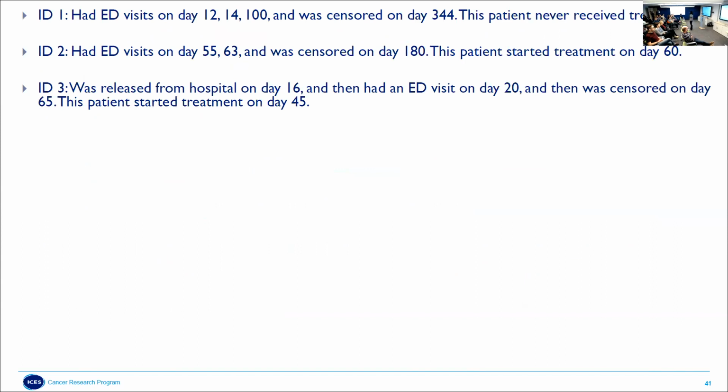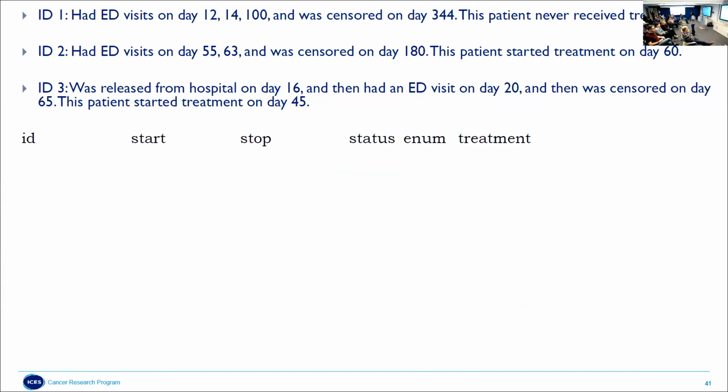Okay. Patient 2 had ED visits on days 55 and 63, and was censored on day 180. They started their treatment on day 60, so not at time 0. And then you have a third patient. They're released from the hospital on day 16, then have an ED visit on day 20, and are censored on day 65. They started treatment on day 45. Okay, so a lot of things are happening here.